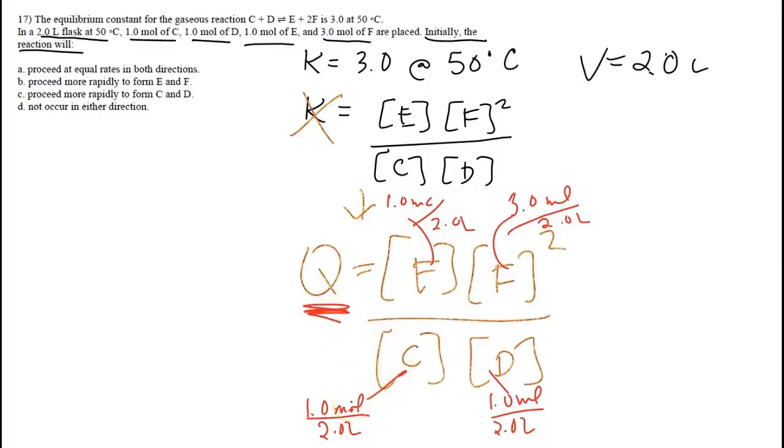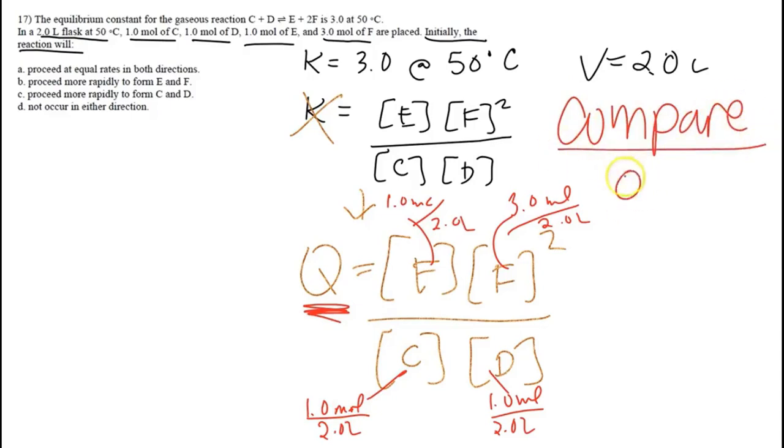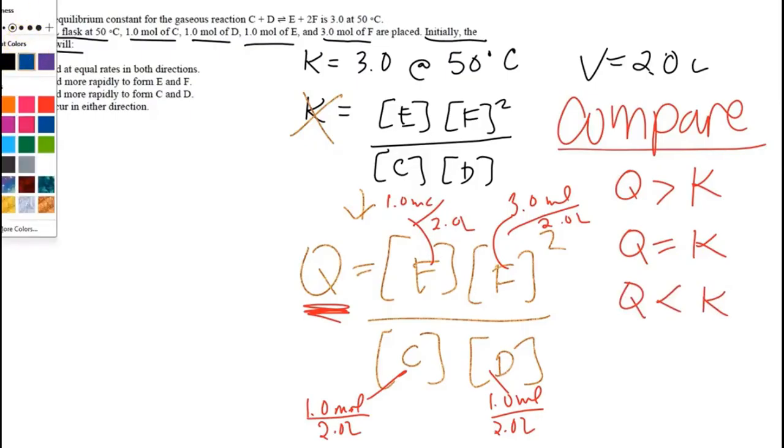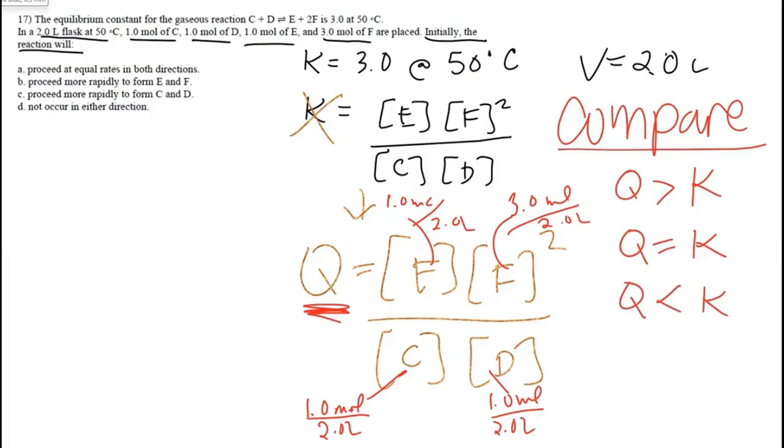And anytime a question has you talking about Q and K, they're going to want you to compare them, folks. So what happens when Q is equal to K? What happens when Q is greater than K? And what happens when Q is less than K? This is the information they want you to pull out. You would have to understand that they gave me an equilibrium constant, but because they want us to figure out the initial amount, we have to think about Q. When Q equals K, we're at equilibrium. That's easy. That means the products and reactants are going to be similar.